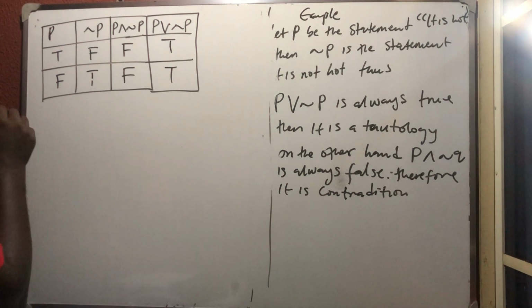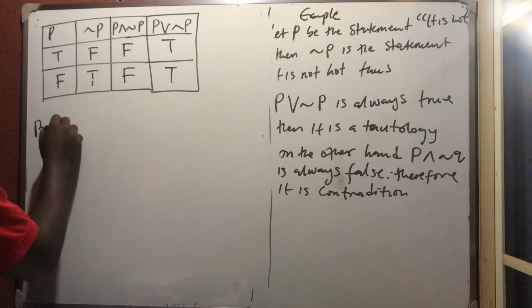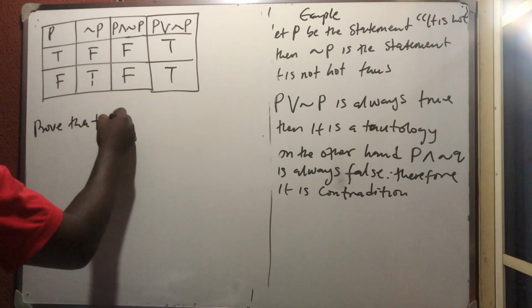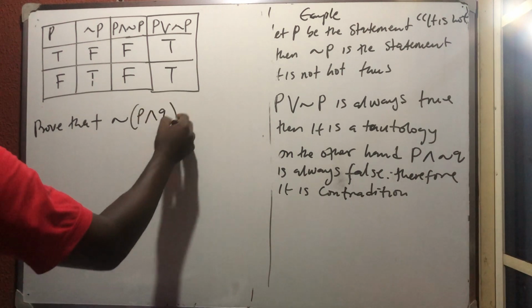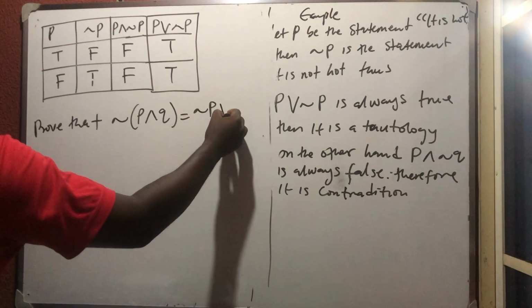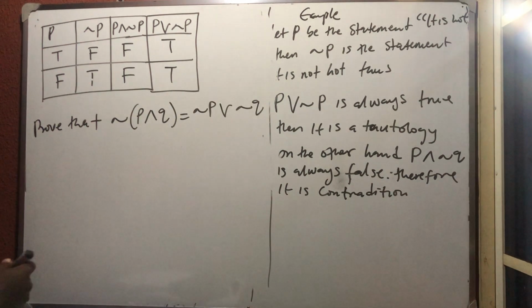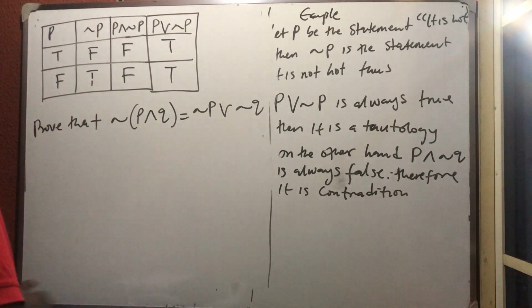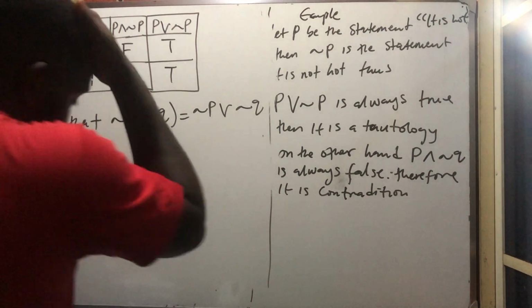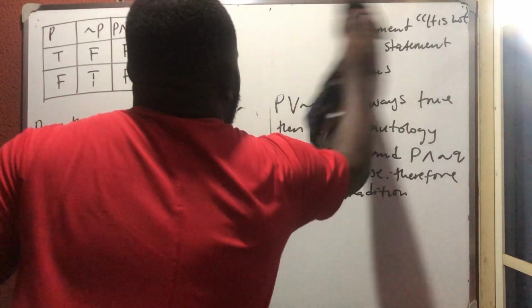So do this as an assignment. Prove that the negation of P and Q is the same as negation P or negation Q. Draw your own truth table to prove that. Use your truth table to prove this. Then drop the answer in the comment section. Then the next one.